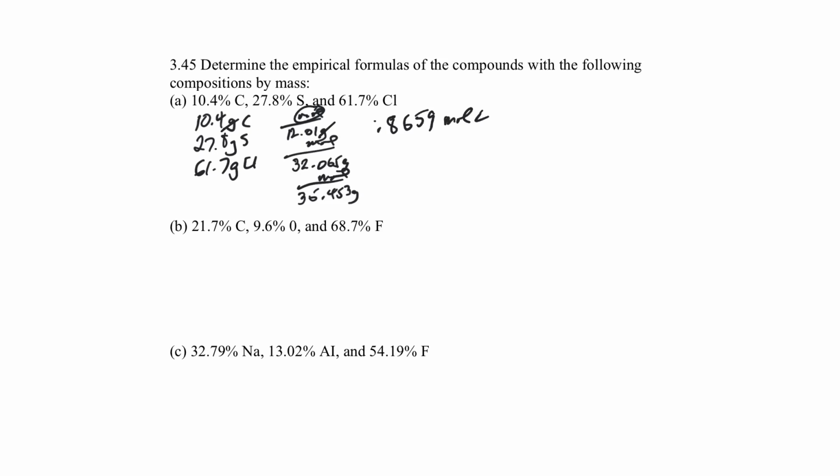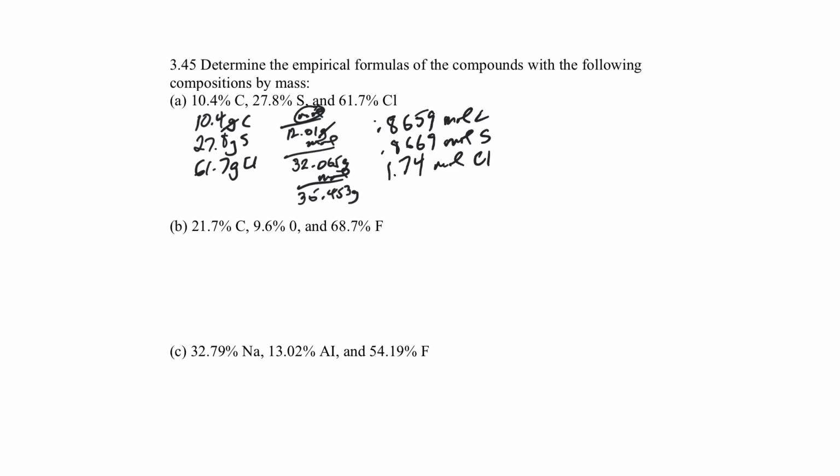Let's do the same thing with the sulfur. 27.8 divided by 32.065, and I have 0.8669 moles of sulfur. Let's do chlorine. 61.7 divided by 35.453 gives me 1.74 moles of chlorine.